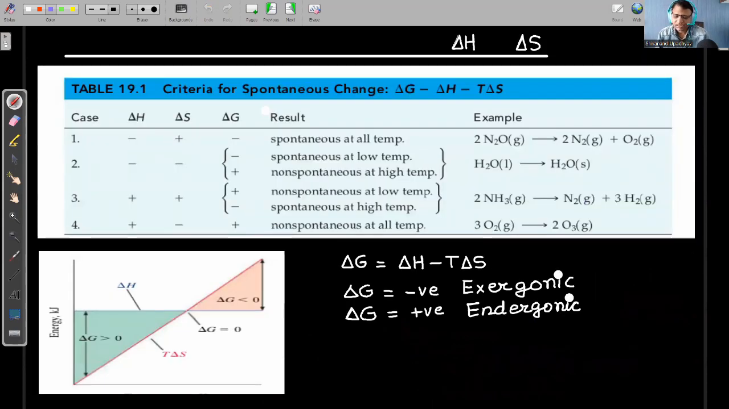Many questions have been asked on the relation delta G is equal to delta H minus T delta S. Using this relation, we can predict the spontaneity of a process. So we can divide all reactions into 4 categories. The first category is the one in which delta H is negative and delta S is positive. We have an example over here: decomposition of N2O. It is an exothermic process, because formation of N2O is an endothermic process.